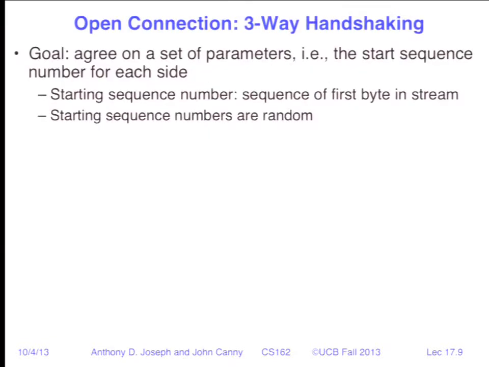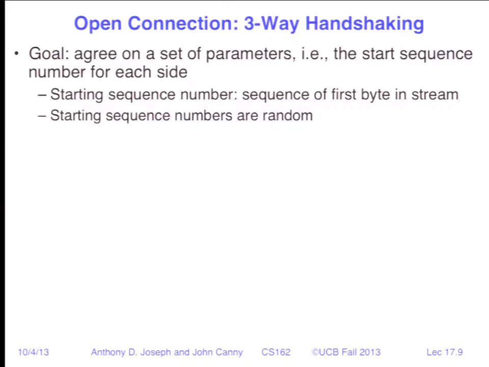Okay, so first we're going to open the connection. So we need to agree on some parameters. And in particular, the parameter we need to agree on is the starting sequence number that we're going to use. Now, the starting sequence number is going to be the sequence number of the first byte in the stream that we're going to send. So this way, when we get bytes at the other end, we can tell whether they're arriving in order or not. If we didn't know what the starting sequence number was, we'd have no way of knowing.